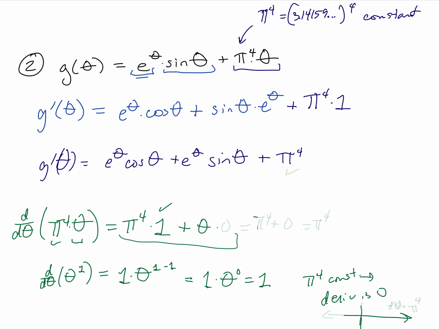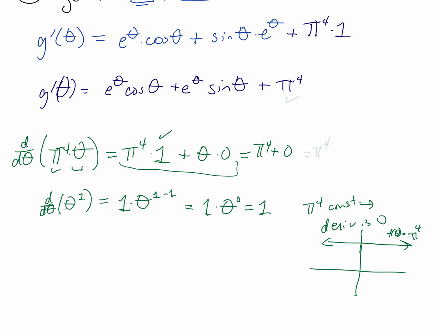Why is that? If we think about pi to the fourth and just graphing it, it's something like 30-ish, but it is flat, right? f of theta equals pi to the fourth, and that is flat. The derivative is 0 because the slope is 0. So the derivative of that is 0. And so what does that all simplify to? That all simplifies to pi to the fourth times 1 is pi to the fourth, plus something times 0 is 0. And so we get pi to the fourth, just like we did up here above.